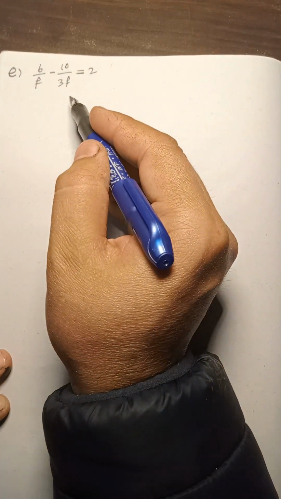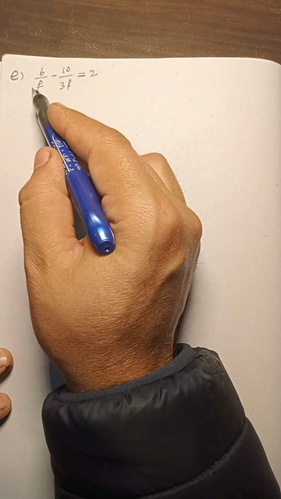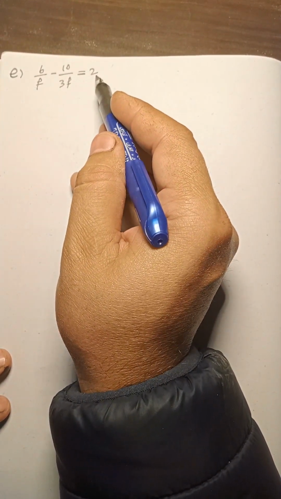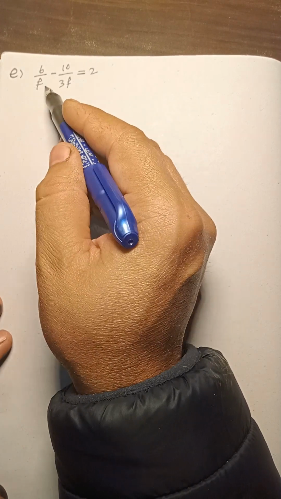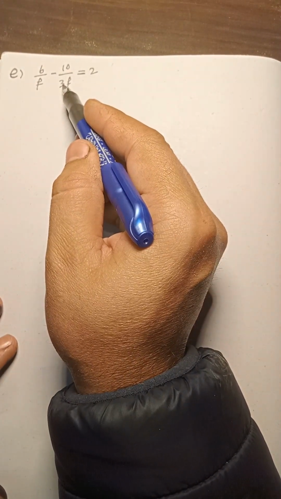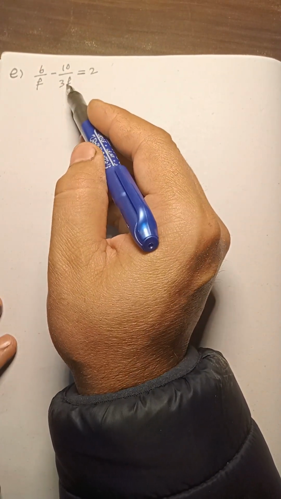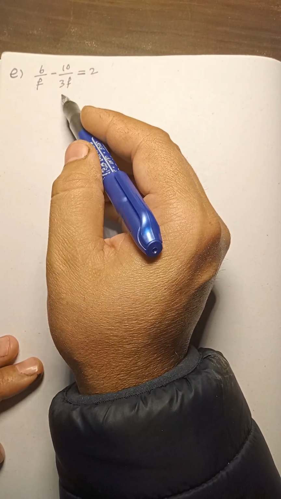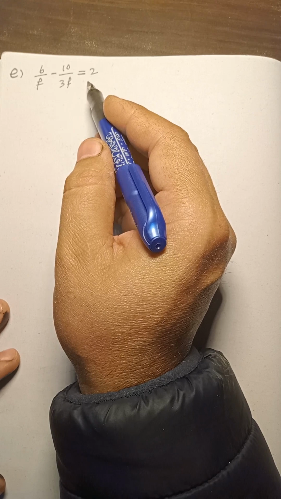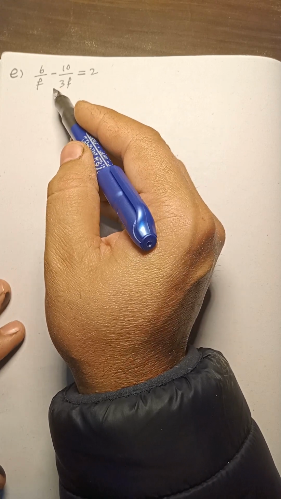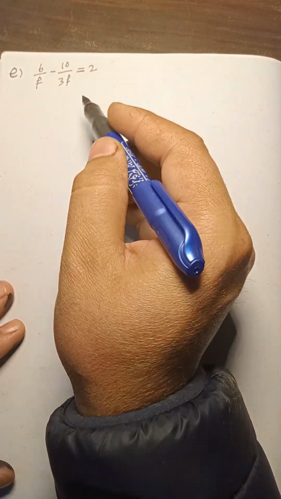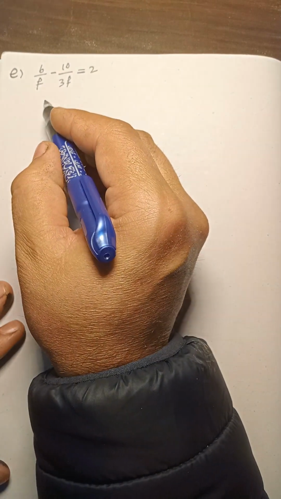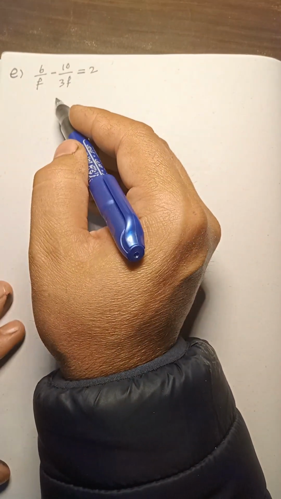Dear students, see here, here are two denominators on this side of the equal sign, and here is only a single term. So we have to make it a single denominator, then we can solve it, or there is also another method, but let us make a single denominator first. Try this method first. Now you know how we can make a single denominator.